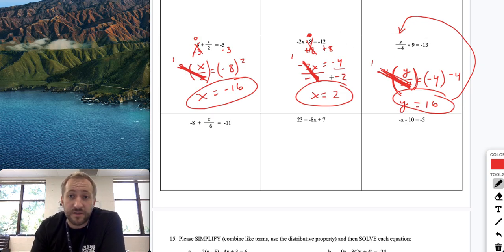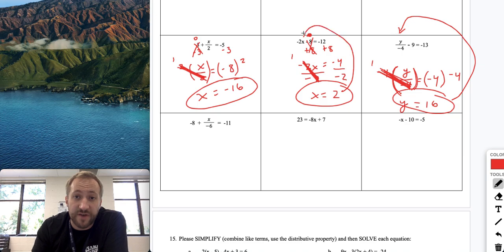Same thing on the other ones. Go and substitute whatever you get for your variable back inside there and double check that you did it correctly. All right? It should give you the same answer over here to make sure you did it right. Let's look at the next one.